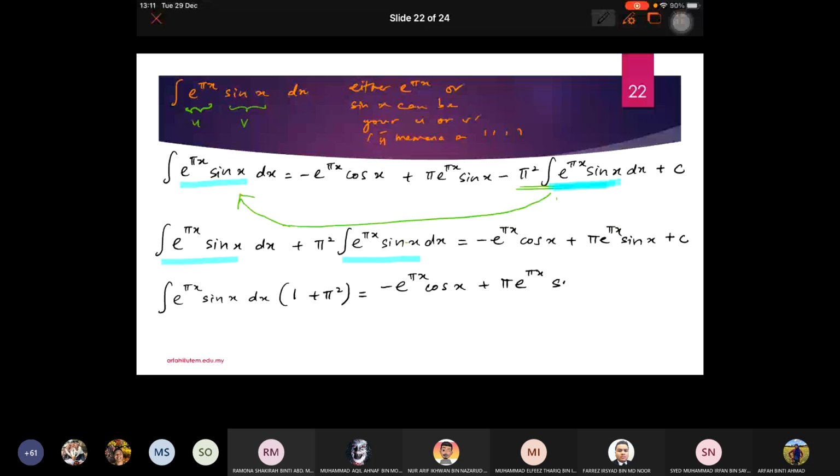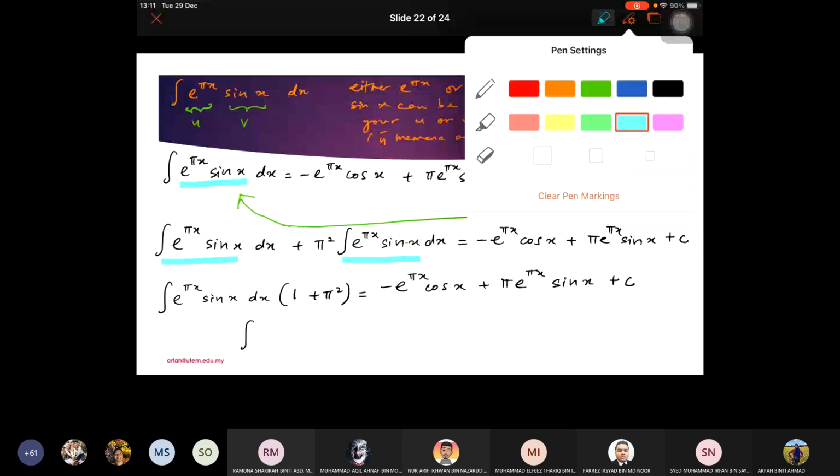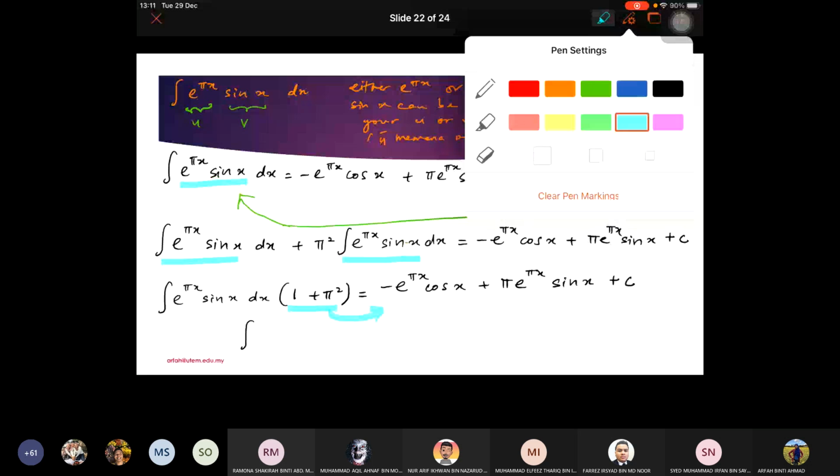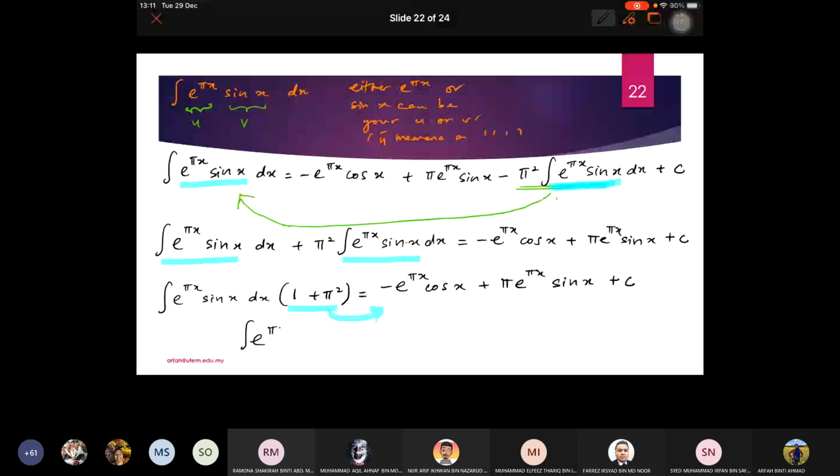So kita nak dia punya integration yang ini, bawa ke belah kanan dia jadi bahagi. So senang macam itu je. Exponential pi x sin x dx akan sama dengan negatif exponential pi x cos x tambah pi exponential pi x sin x tambah c dibahagi dengan 1 tambah pi kuasa 2. So ini adalah dia punya jawapan akhir of the integration.